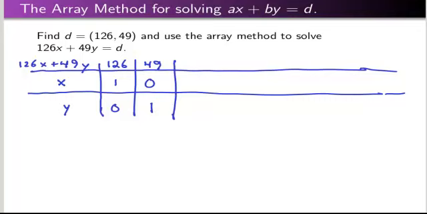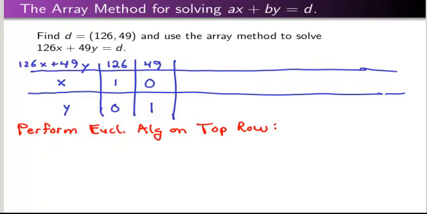And then I just perform the Euclidean algorithm on the top row. And the other rows will just keep track of the x and y values. So I first want to subtract 2 times 49 from 126. So if I call this column 1 and this column 2, I'm going to take column 1 minus 2 times column 2, and that gives me 28.